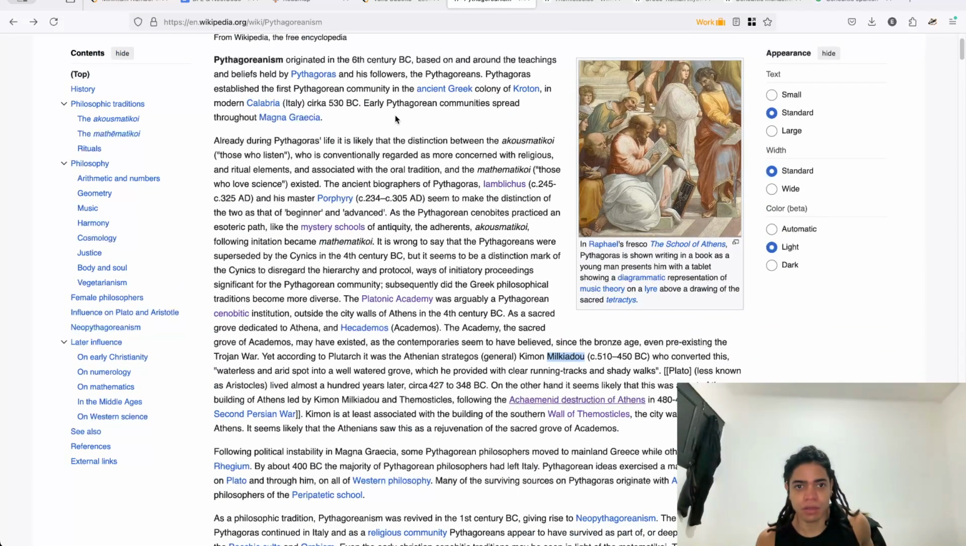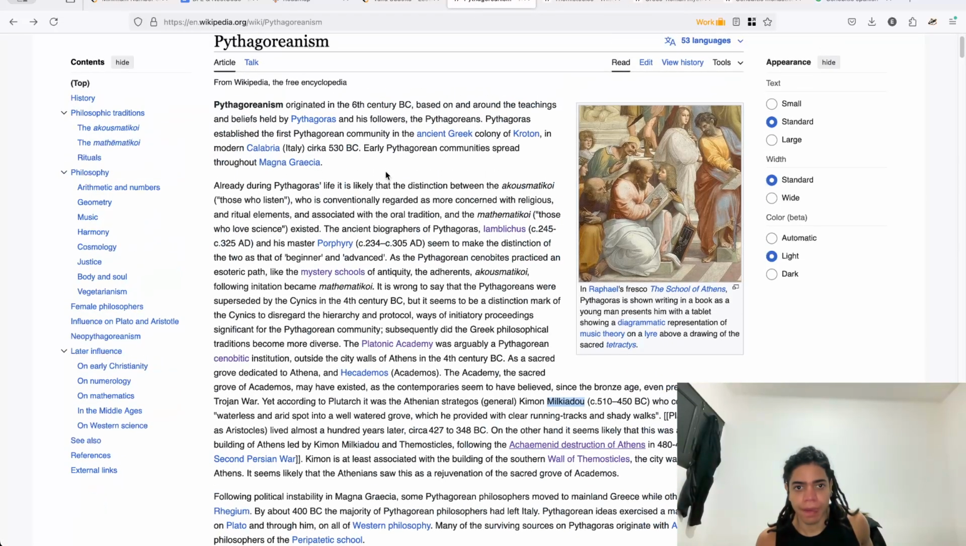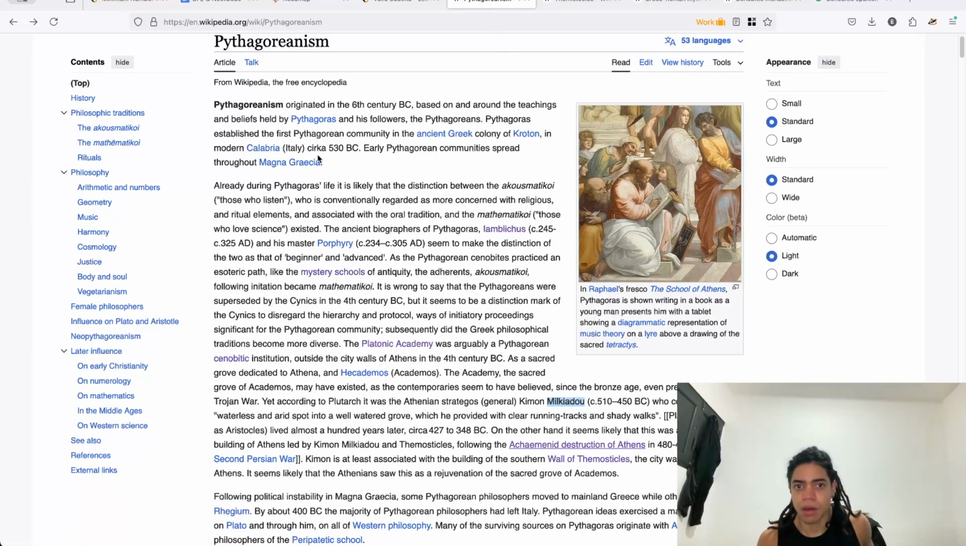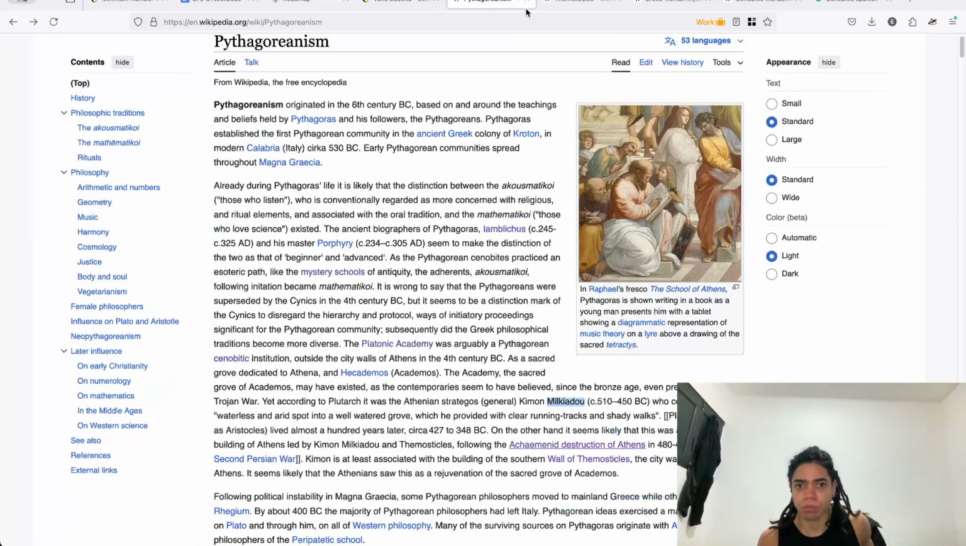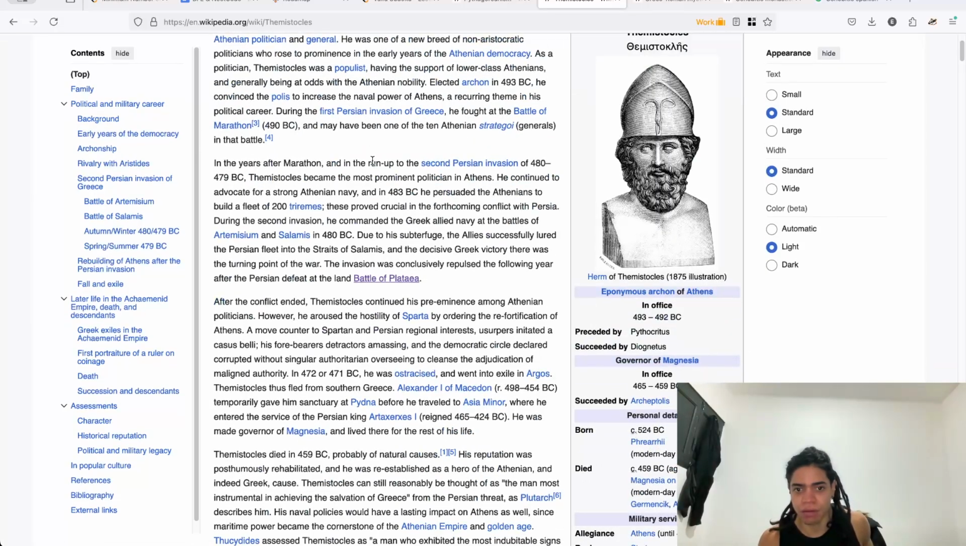So the Pythagoreans established the first Pythagorean community in modern Calabria, 530. Of course, a couple of years before or during that golden era, at the birth of Themistocles. And of course, we have time to think about that kind of thing.